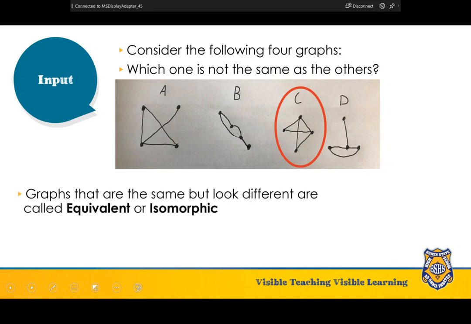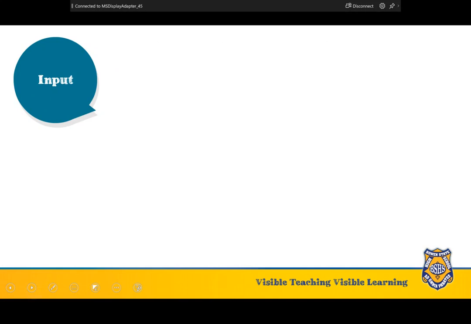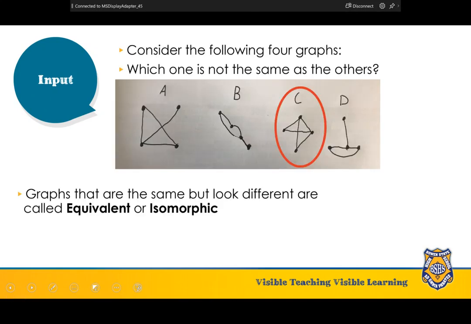Okay, so I will get you to write down this second thing that's just come up here. Graphs that are the same but look different are called equivalent or isomorphic. I believe the textbook mostly says equivalent. I tend to say isomorphic because it's what I was taught, so it's what I automatically say, but I'm going to try and say equivalent rather than isomorphic.